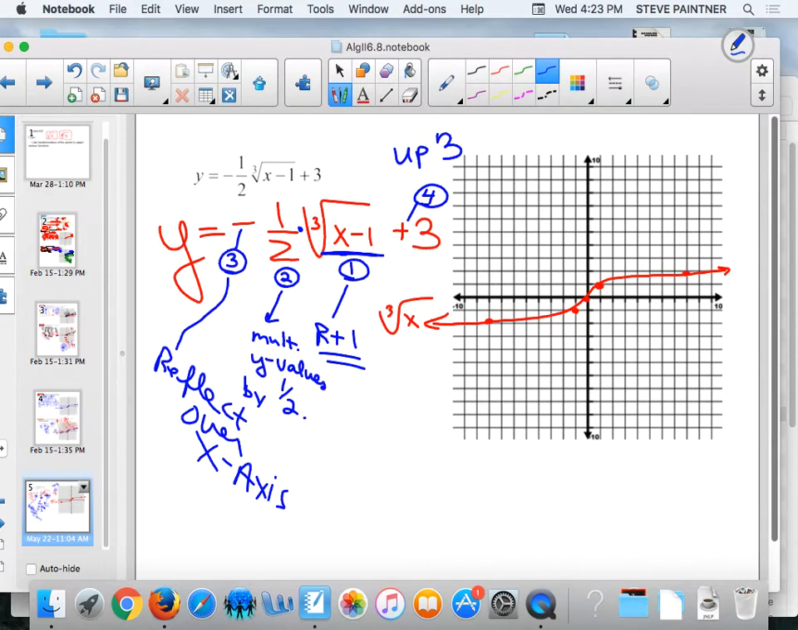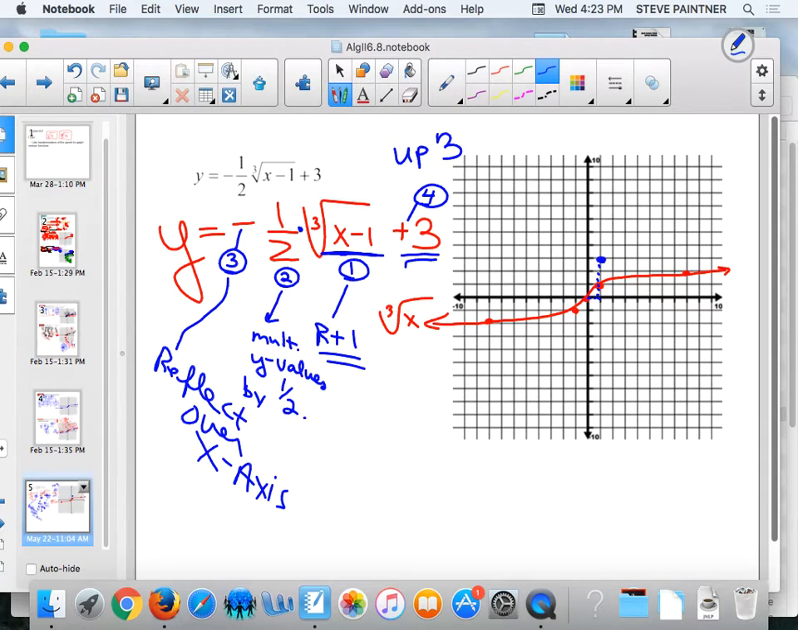Okay, so we got lots of things to do. Here I go. I'm going to start at 0, 0. I'm going to go right 1. Then I'm going to multiply the y value by 1/2. Since my y value right here is 0, multiplying by 1/2 doesn't take me anywhere. If I'm still on the x-axis and I reflect it, I don't go anywhere. From there, I'm going to move up 3. Okay, 1, 2, 3, right there. So 0, 0 has moved to 1, 3.